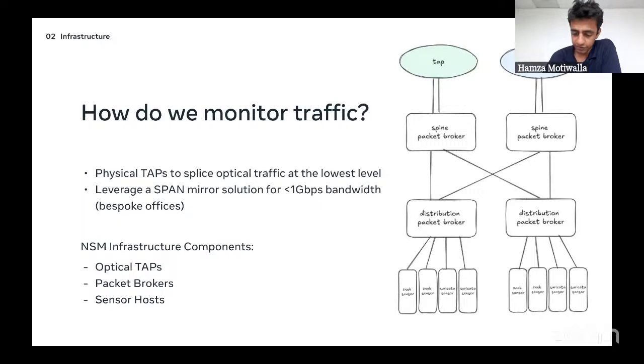Pretty standard infrastructure, industry-wide recommendation that once you exceed a certain bandwidth threshold, you need passive optical taps, and that's exactly what we do. Our NSM infrastructure consists of three major components. We have the optical taps, we have packet brokers, and we have sensor hosts. So the packet brokers provide fault tolerance, redundancy, load balancing, and they collect all the captured traffic, and distribute that across our sensors, our Zeek and Suricata sensors.